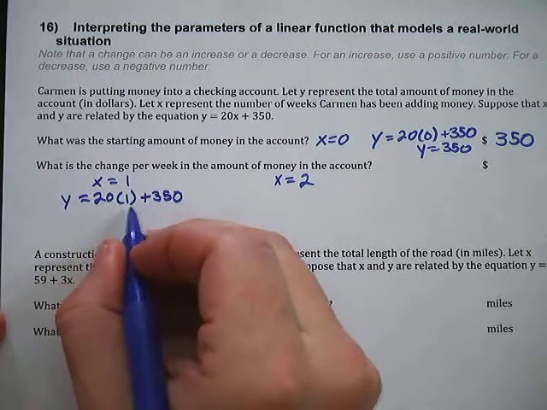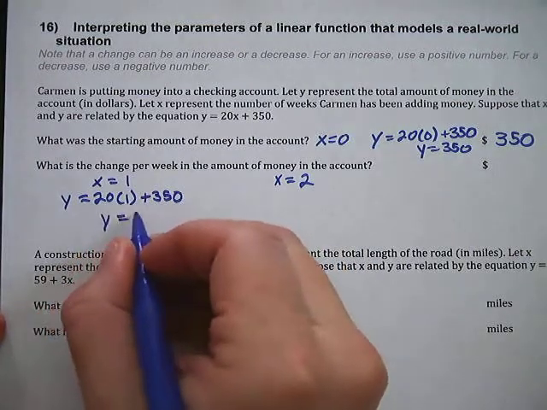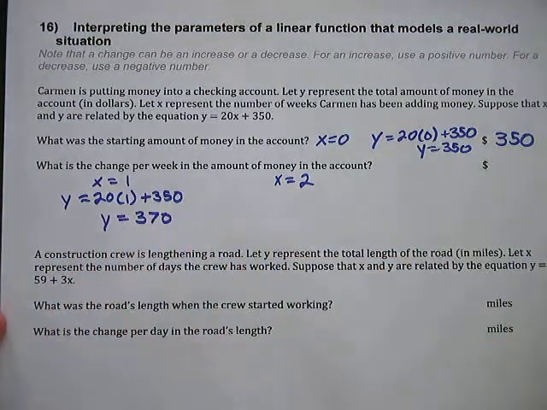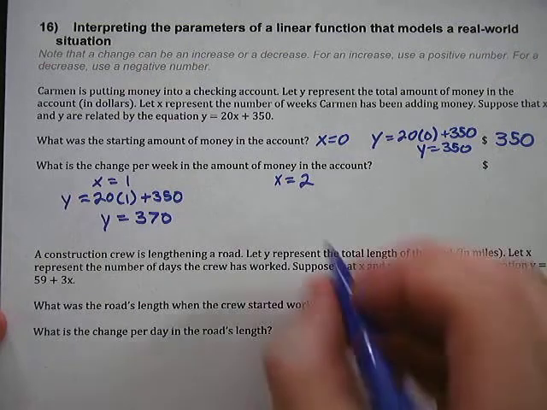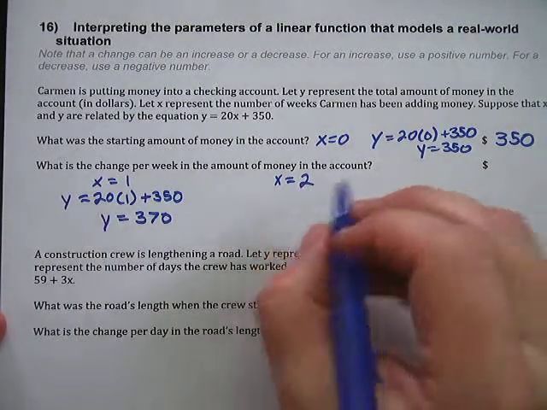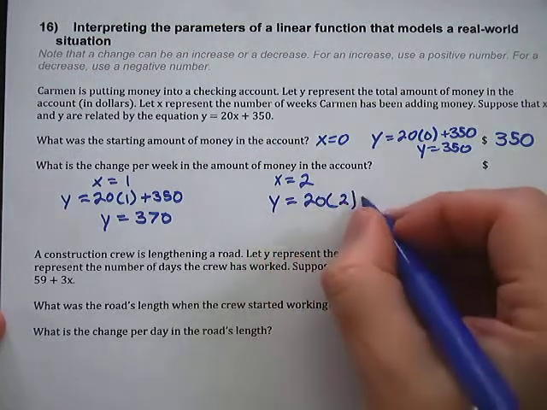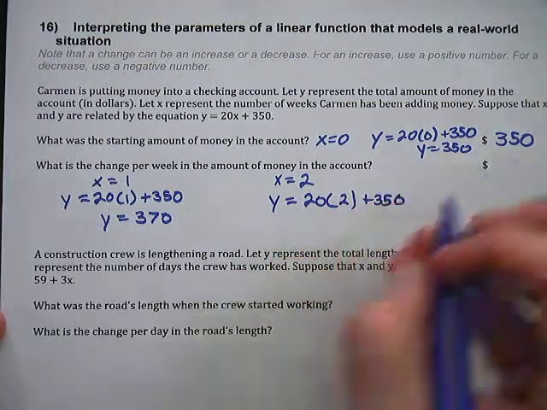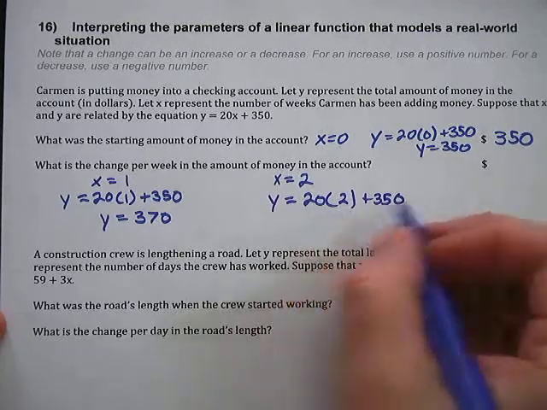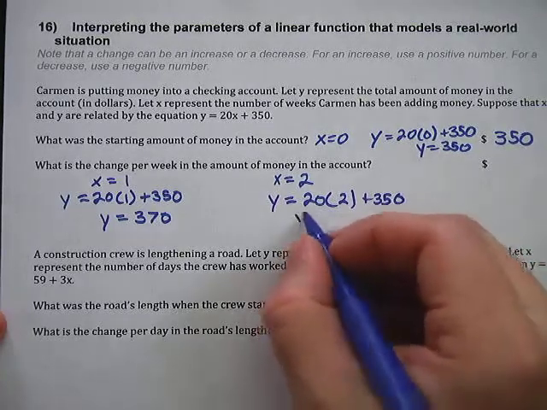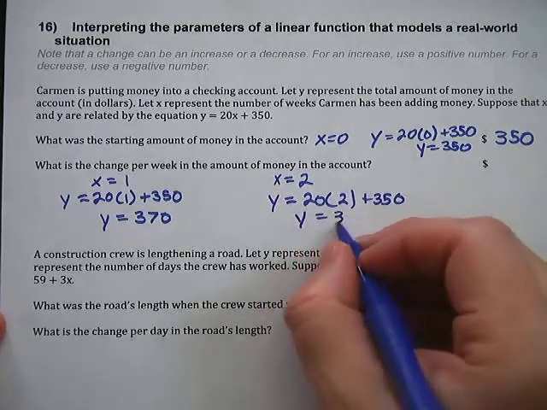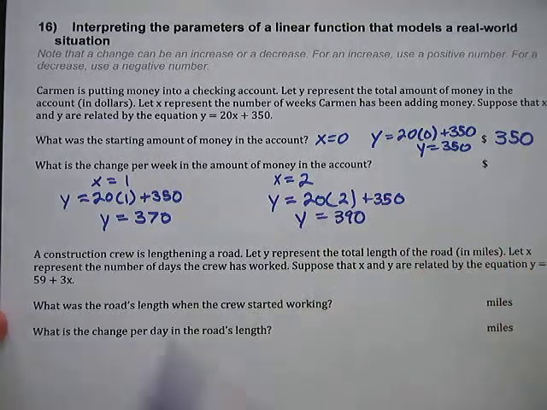20 times 1 is 20. Add these together, you get 370. So that's $370 after the first week. Now if we go to week 2, Y is equal to 20 times 2 plus 350. 20 times 2 is 40, and 40 plus 350 is 390. So Y equals 390. And it says, what's the change per week?